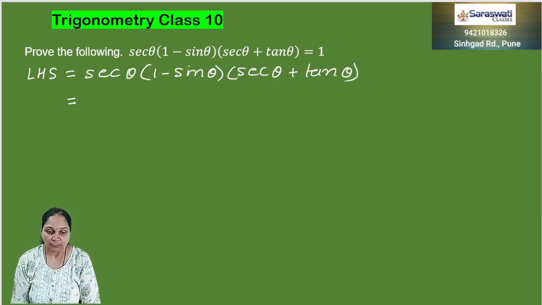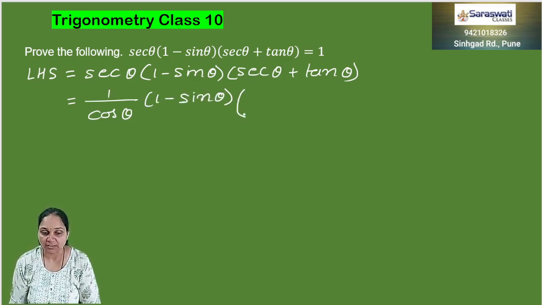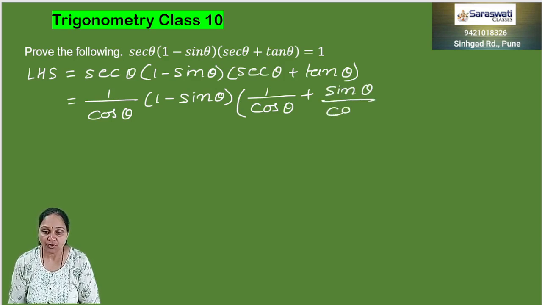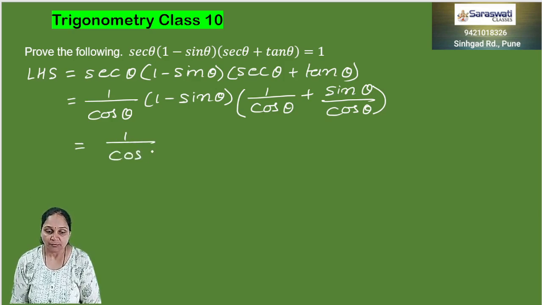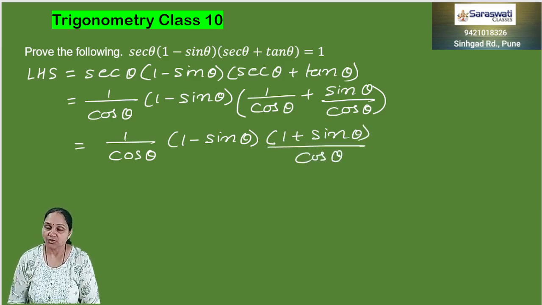Now, for sec theta, substitute 1 upon cos theta. We know sec theta is the reciprocal of cos theta. Then write this bracket as it is for now. And here sec theta is again 1 upon cos theta, and plus tan theta means sin theta upon cos theta. Now in this bracket we have the same denominator, and therefore we can write this as 1 upon cos theta into (1 minus sin theta), and here (1 plus sin theta) with common denominator cos theta.